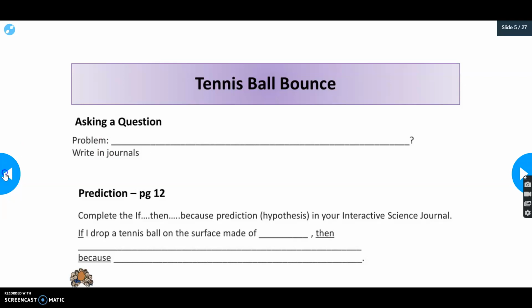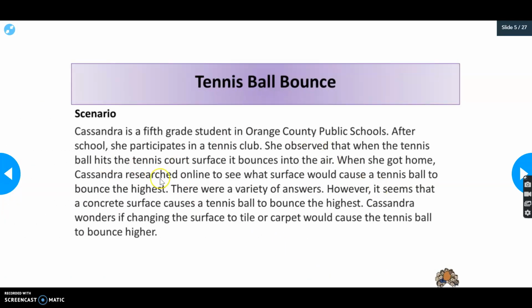So we're going to go back real quick. I want to remind you of what it says. She wants to research to see what surface would cause the tennis ball to bounce the highest. She saw that there were a lot of answers. She sees that concrete surfaces cause the tennis ball to bounce the highest, and she wonders if changing the surface to tile or carpet would cause the tennis ball to bounce higher.